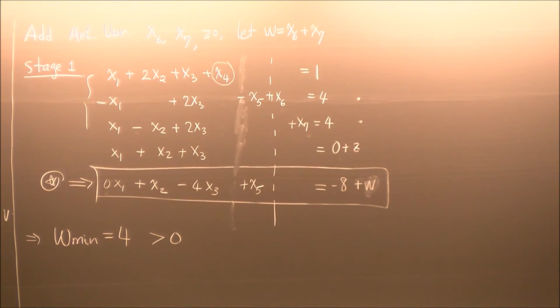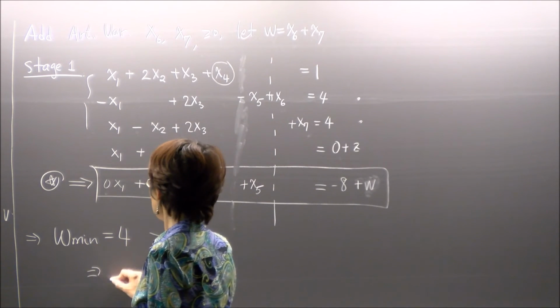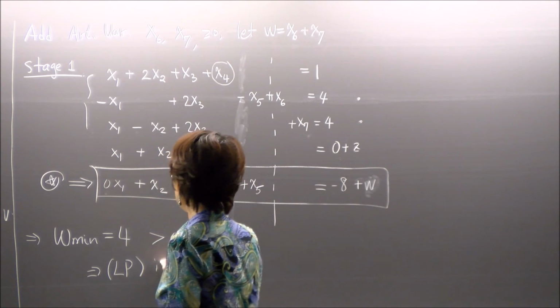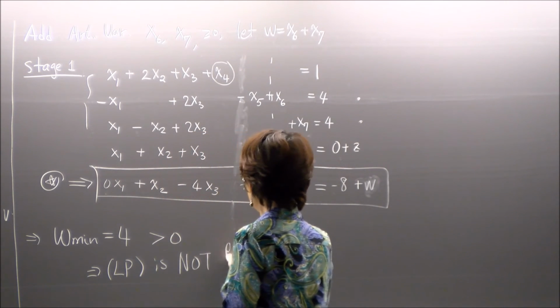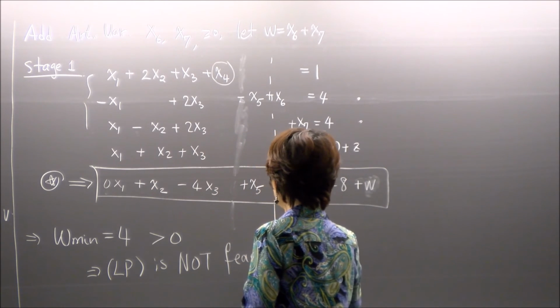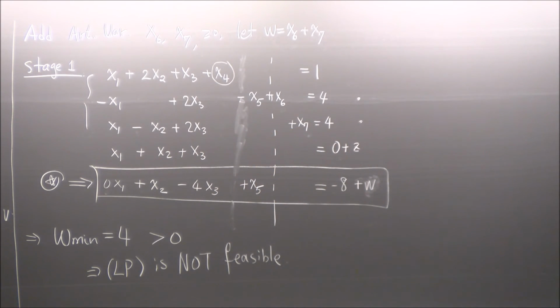What's the conclusion now? Do I need to continue and pivot and try to minimize Z? If W failed to reach 0, what does it mean? There are no feasible solutions for the original model. Is that right? The whole thing is not feasible. Okay, so you just conclude the original linear programming problem is not feasible. So you stop right there. So there are no solutions. That's all. Is that clear?